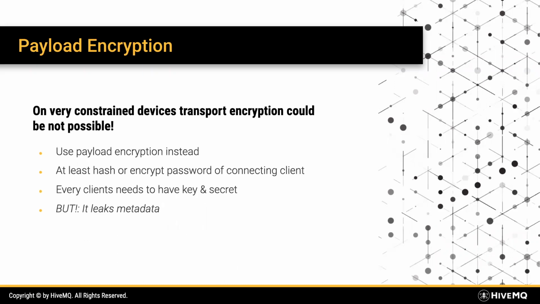But of course, it leaks metadata. So if you encrypt only the payload of your publishers, you will leak something like the topic or the quality of service level. Or if you use MQTT 5, something like the response topic. And you could tell attackers about stuff you don't want them to know.